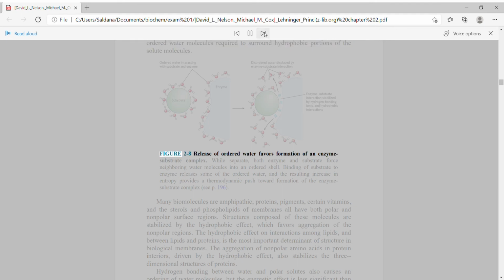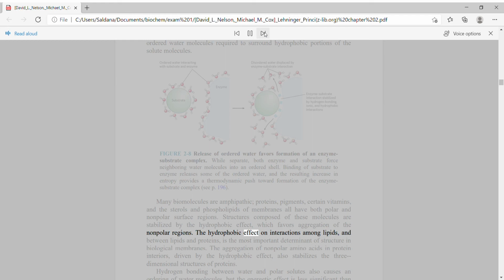Figure 2. Many biomolecules are amphipathic. Proteins, pigments, certain vitamins, and the sterols and phospholipids of membranes all have both polar and nonpolar surface regions. Structures composed of these molecules are stabilized by the hydrophobic effect, which favors aggregation of the nonpolar regions.